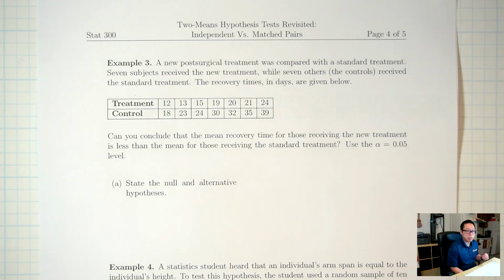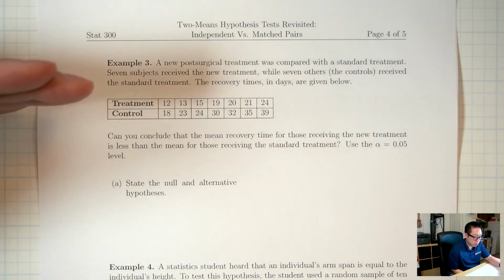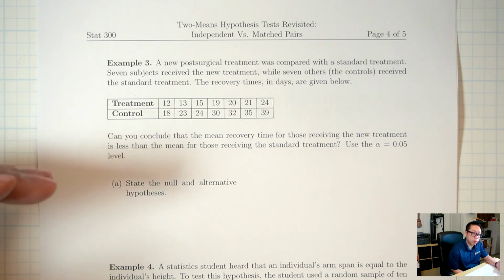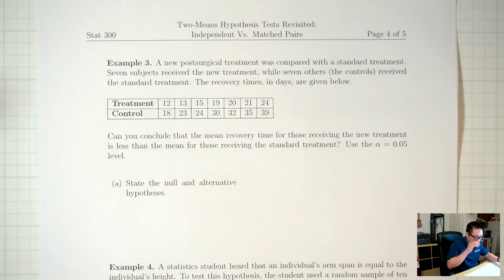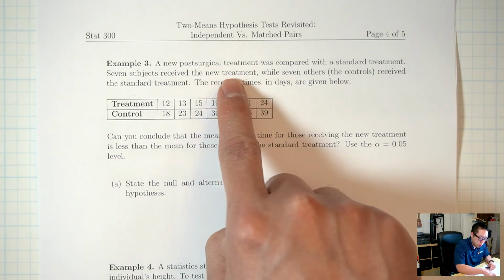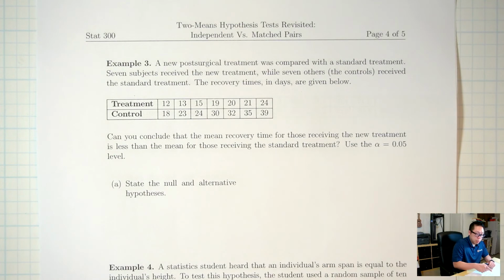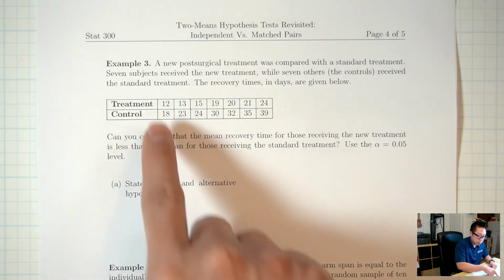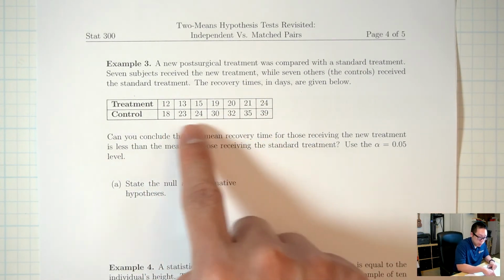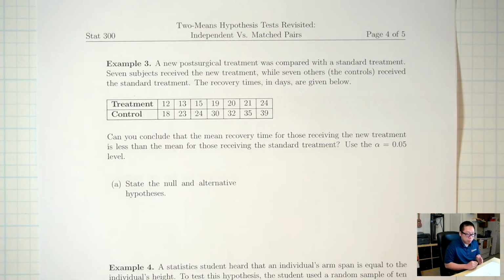First question we need to ask is, is this independent or matched? And the question you should ask yourself is, is this one of those 2 common match situations? The 2 common match situations are 2 measurements on the same person, or the situation where the people in one group are related somehow to the people in the other group. If we read this carefully, it says 7 subjects received the new treatment, while 7 others received the standard treatment. So these aren't measurements on the same people, right? It's 7 people in the treatment and then 7 other people in the control. So this is definitely not the situation where we're taking 2 measurements on the same person.